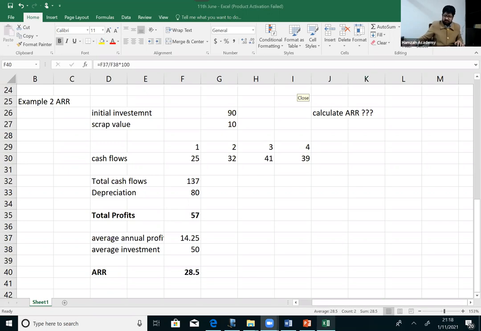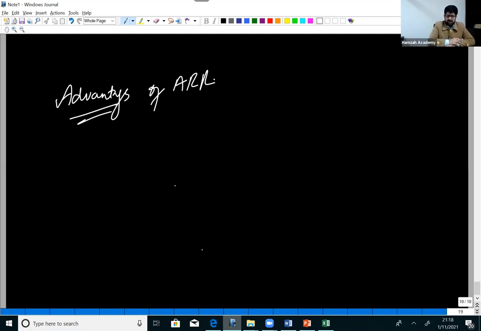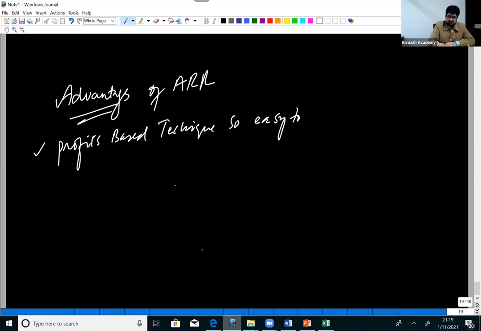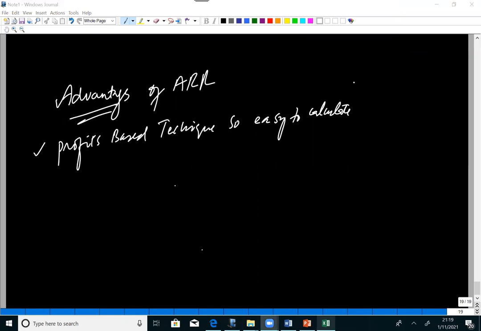Now, the next point we are going to learn is some theoretical aspects of ARR: the advantages and disadvantages of the accounting rate of return technique. What are the advantages? It is a profits-based technique, so it is easy to calculate. Note it down, please.